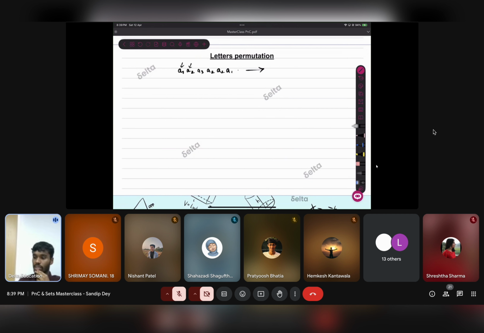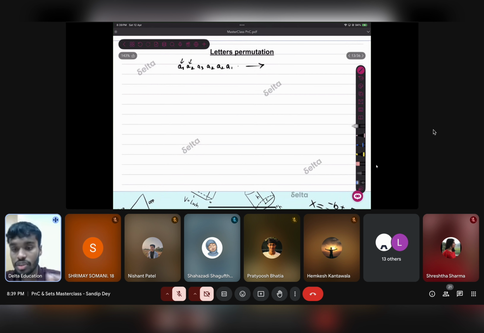So in this case, what I do is I get the frequency of each of the digits. Let's say A1 appeared 2 times, then A2 appeared 3 times, and A3 appeared only once, right? So if I want to get the total number of ways in which I can arrange those to make different numbers, basically, what I will do, I will put at the top the number of ways.